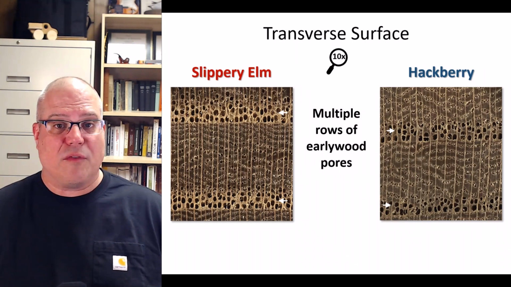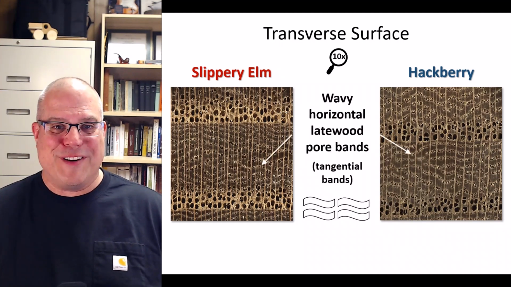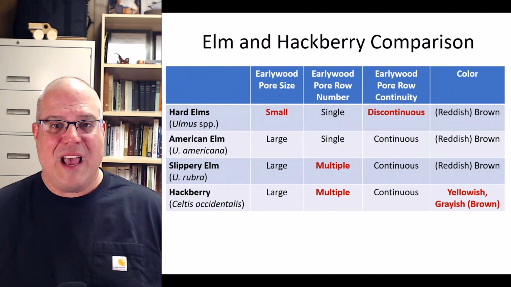These multiple rows of early wood pores are an important diagnostic feature that separates slippery elm and hackberry from American elm and the hard elms, which exhibit a single row. The final common feature is wavy horizontal or tangential late wood pore bands. Remember, this is the feature that separates elms and hackberries from all other North American commercial species. The differences between the three elm groups and hackberry might be challenging to recognize at first, but the more images and samples you look at, the easier it will become to separate them.